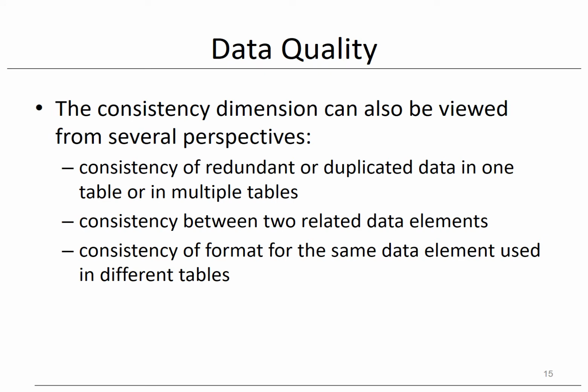The consistency dimension can also be viewed from several perspectives. For example, one can be concerned about the consistency of redundant or duplicated data in one table or in multiple tables. Different data elements representing the same real-world concept should obviously be consistent with one another. Another perspective would be the consistency between two related data elements. For example, the name of the city and the postal code should be consistent.